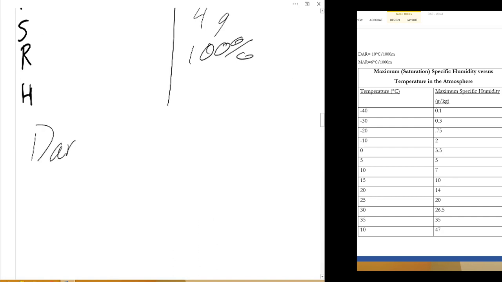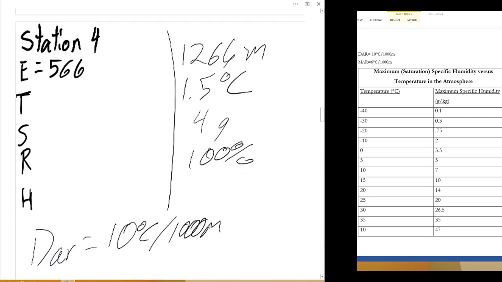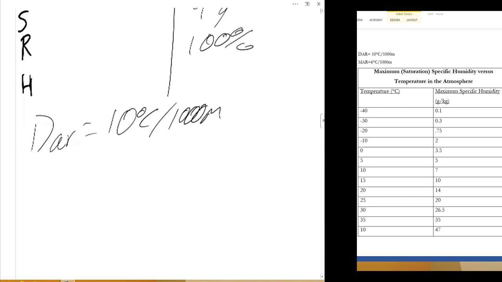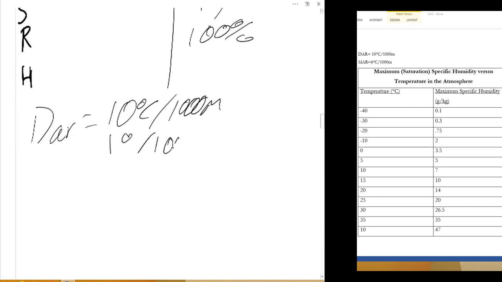So our DAR is 10 degrees per, sorry. Not quite used to this pen yet. Per 1,000 meters. But our change in elevation is only 700 meters. So we need to use a different calculation. We need to use the 1 degree per 100 meters. So if we have 700 meters difference, then we're going to have a 7 degree difference.